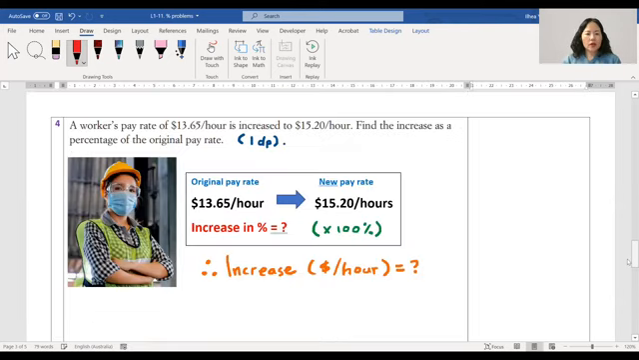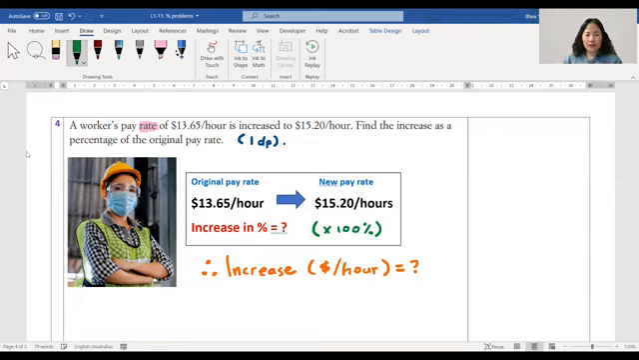Okay, next one. Workers' pay rate of $13.65 per hour. Now, just remember, when we talk about rate, it's two different units we're talking about. In here, it's dollar and a time. When you go to the supermarket and you want to buy apples or something, it's like, say, $5.60 per kilogram. So that's money and kilograms. That's rate. Is increased to $15.20 per hour.